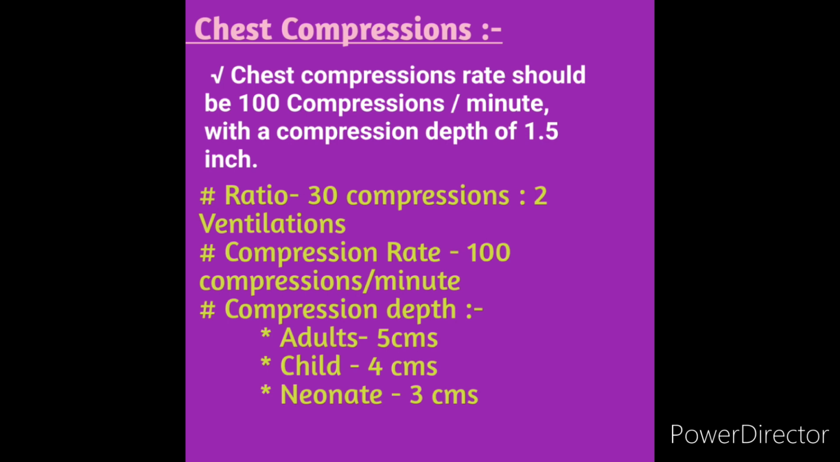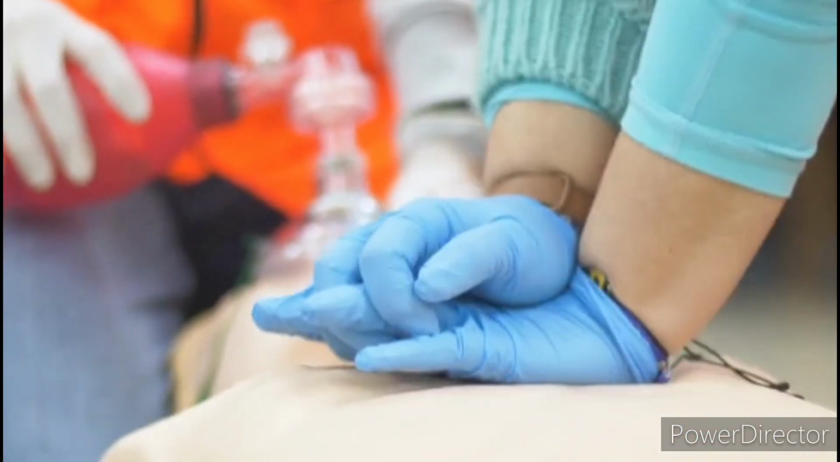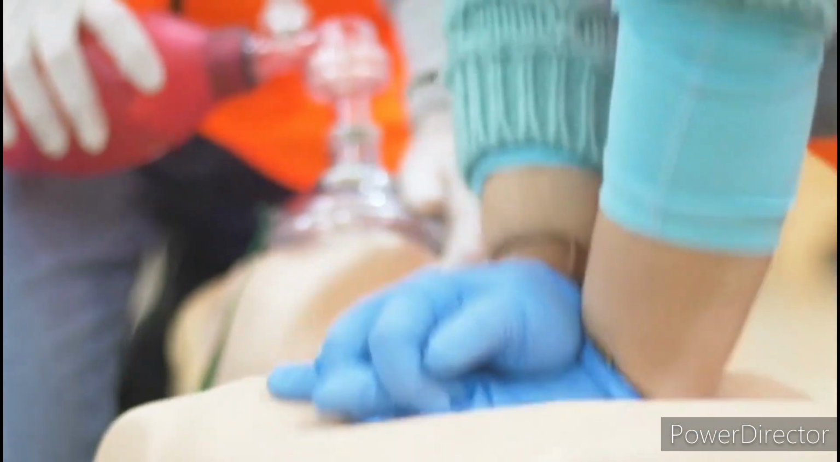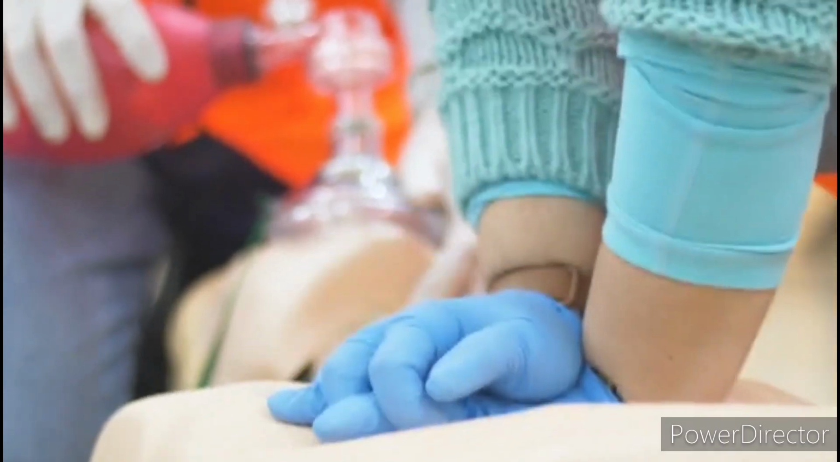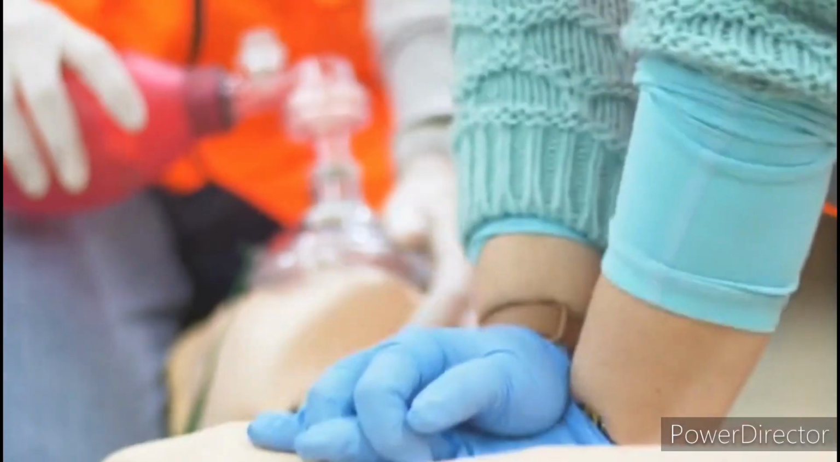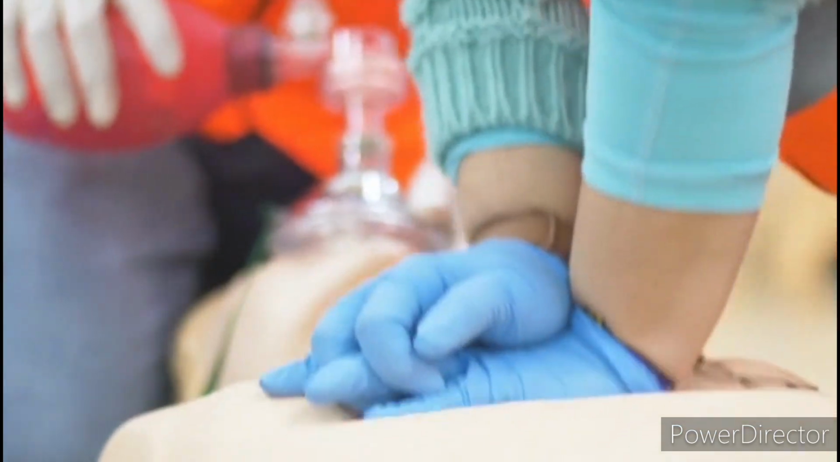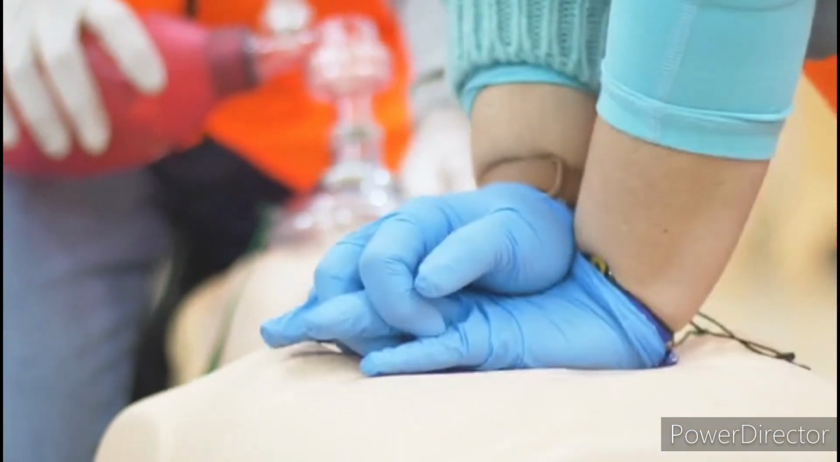The ratio should be 30 compressions to 2 ventilations. The chest compression rate should be 100 compressions per minute. Depth is different for adult, child and neonate. Here is a small video clip, a CPR video clip in an adult, friends. We have to allow the chest to return completely to its normal position after each compression, with equal compression and relaxation also. Assess after 1 minute if circulation is present.